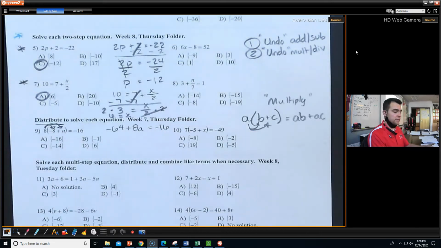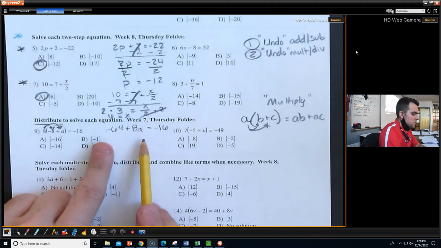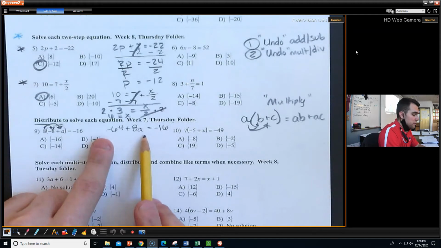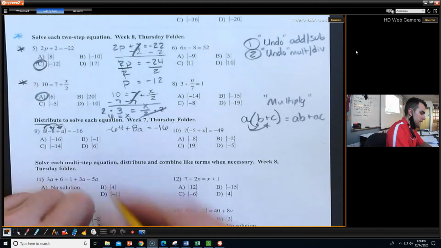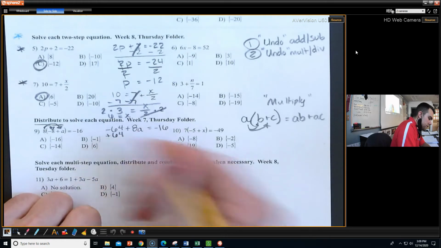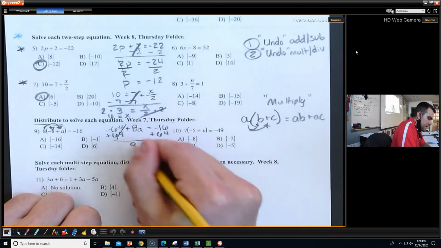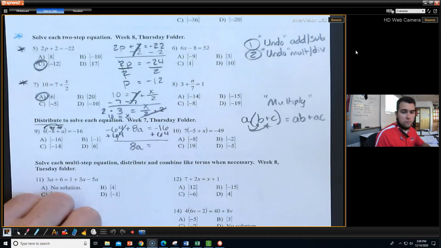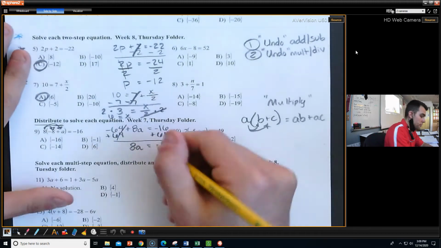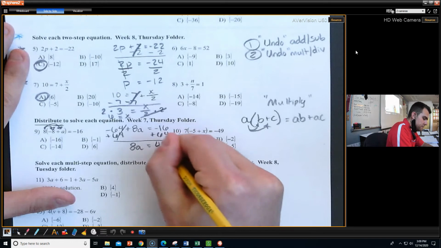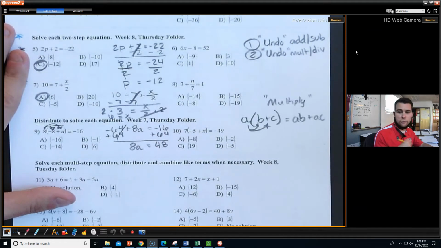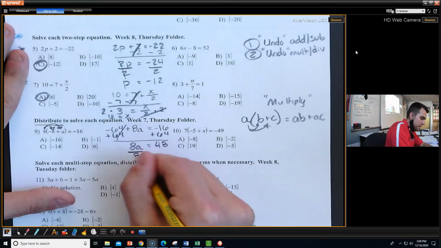From here, it's just like we did right up above. We're going to undo addition, subtraction, then undo multiplication, division. On this side, by my variable, I'm going to undo the minus 64 first. So I'm going to add 64 to both sides. So I get 8a equals negative 16 plus 64, which is 48. And then finally, I undo the times 8 by dividing by 8.